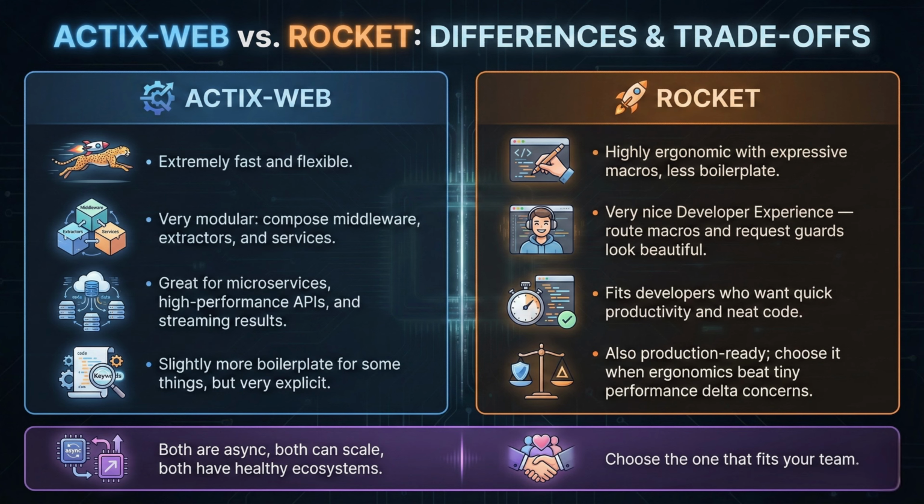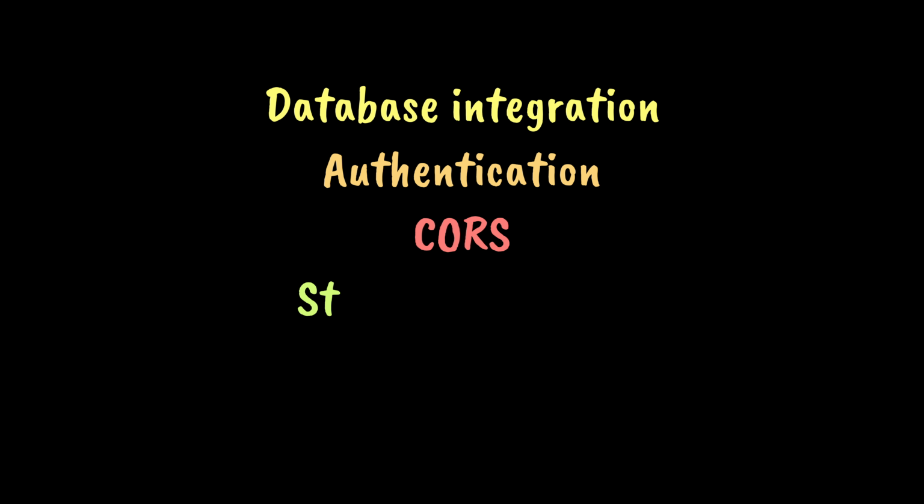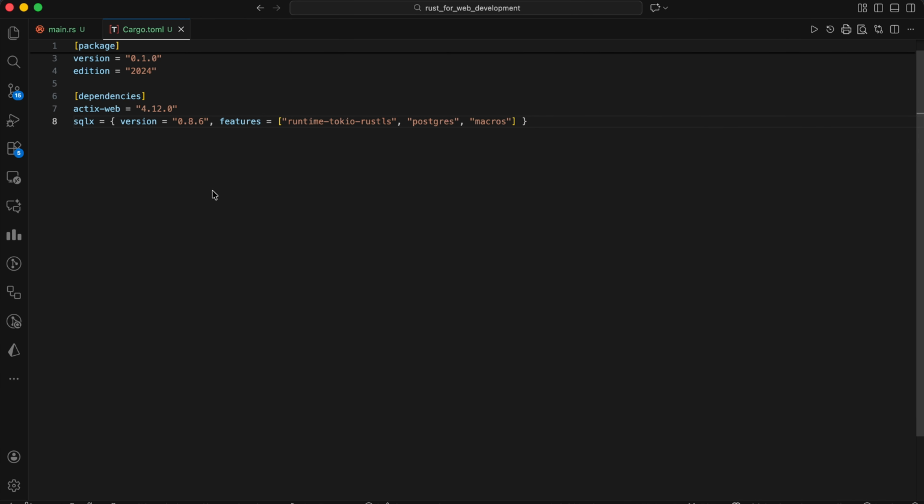Now, let's dig deeper into a few advanced topics that appear in real projects. Database integration, authentication, CORS, static file serving, and testing. For async DB access, SQLx is an excellent choice. It's async, type-safe, and supports compile-time checked queries. Add SQLx with the runtime feature matching Tokio and your DB. The SQLx features are key.